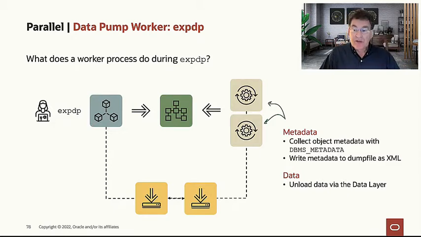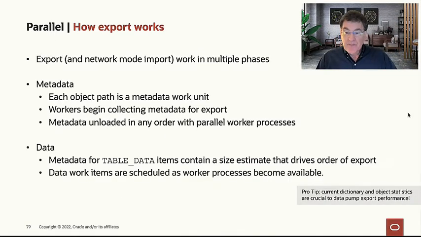The worker writes the metadata it collects to a dump file, or in the case of network mode, it converts that metadata for execution. The worker process may also be processing data using the data layer to unload in the case of export, or load in the case of import, or move in the case of network mode import of the data from source to target. If you're doing a network mode import, it's going to use the DBMS_METADATA API to convert the source database metadata for execution and move the data to the target.